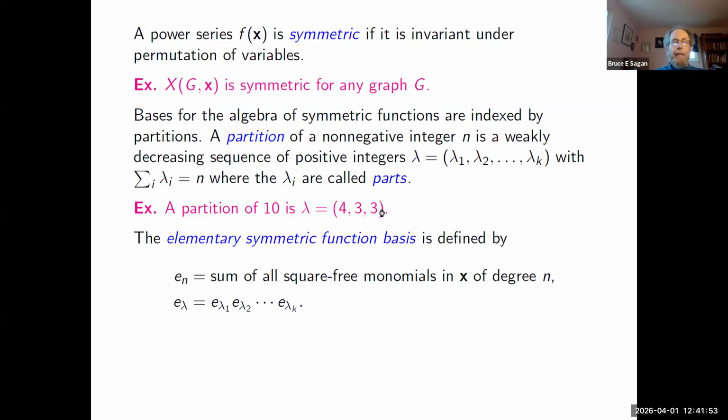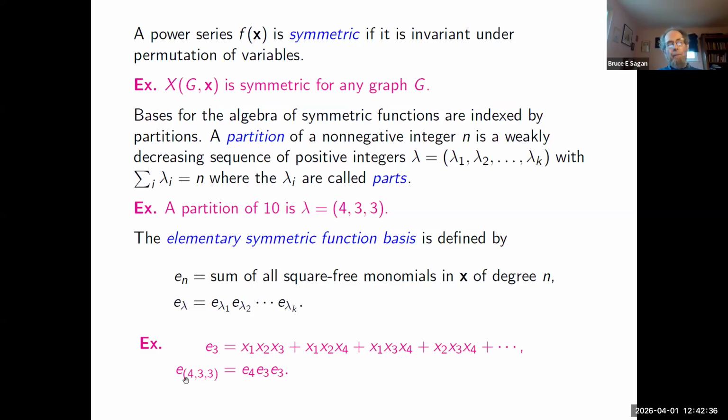Then the elementary symmetric function basis is defined as follows. e sub n is the sum of all square-free monomials in my variables x that have degree n. And then to get e sub lambda, because we need e sub lambda for a partition, you just multiply e sub lambda 1 times e sub lambda 2, etc., where these e's are defined as from the first part. Again, let me do a quick example. What is e sub 3? Well, it's going to be the sum of all square-free monomials that have 3 variables. So x1, x2, x3, x1, x2, x4, etc. All things in the form xi, xj, xk, where i, j, and k are different.